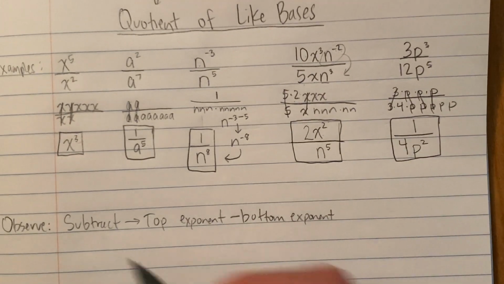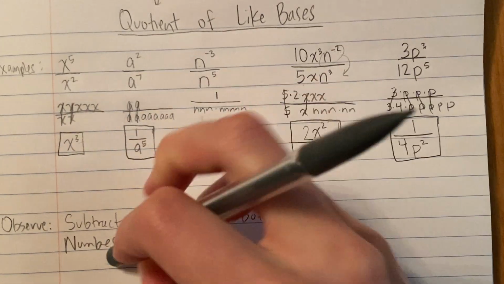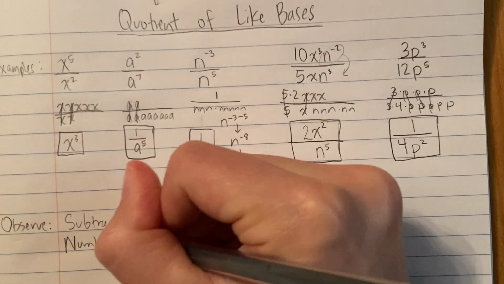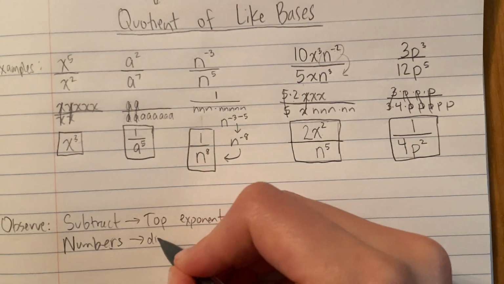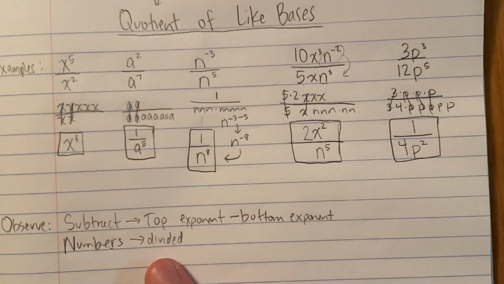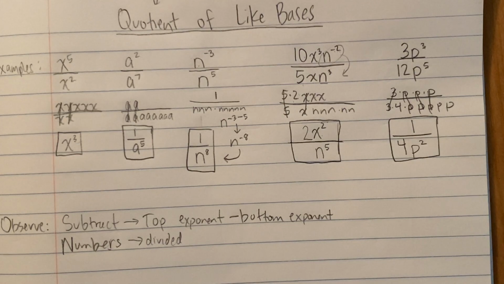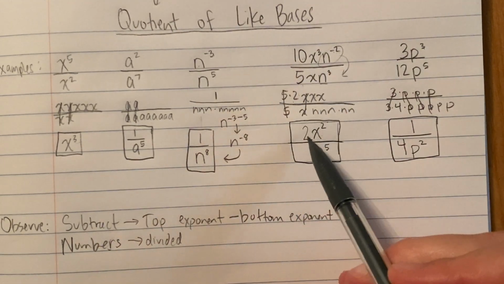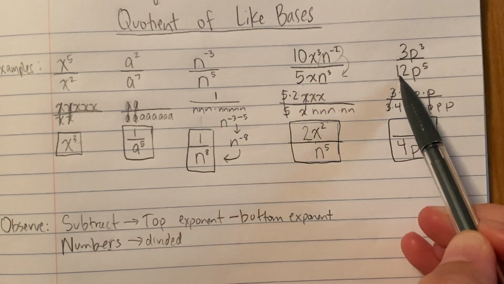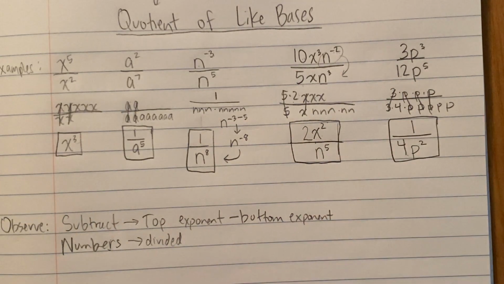Okay, now with the numbers, like this, right, what I did is I divided. Now remember, these are observations to help you take shortcuts, not to memorize. So the numbers get divided, like 10 divided by 5. Here, because the 10 was bigger, the 2 ended up on the top, whereas here, this was 12 divided by 3. The 4 is on the bottom because that bigger number was on the bottom.